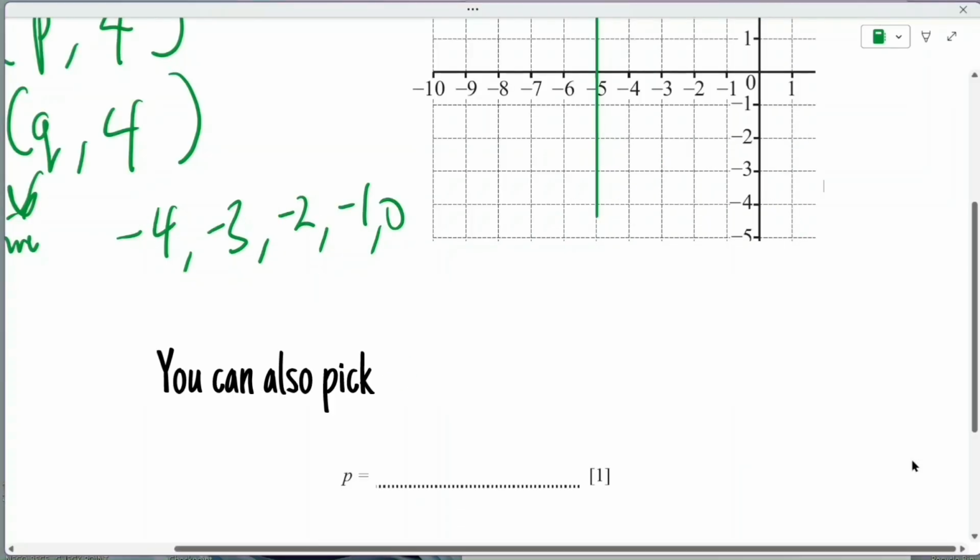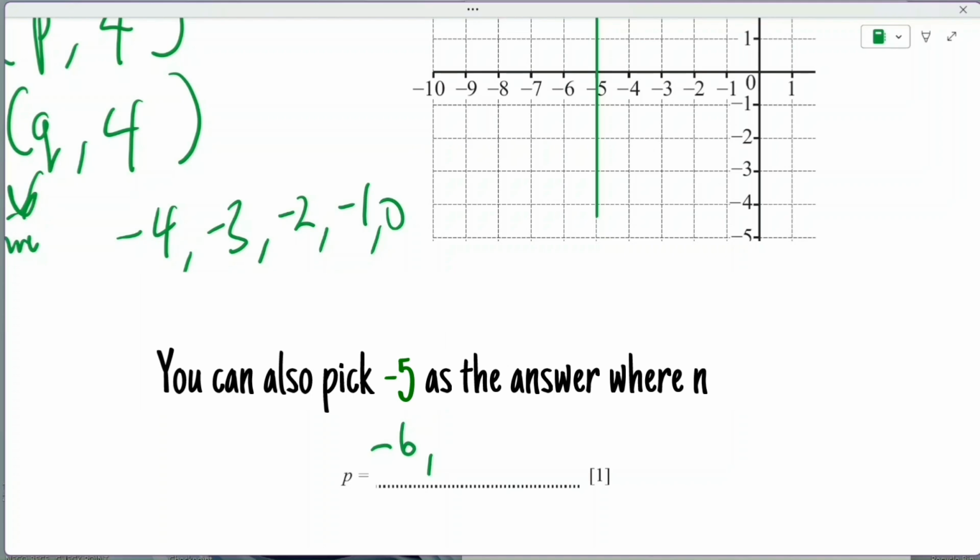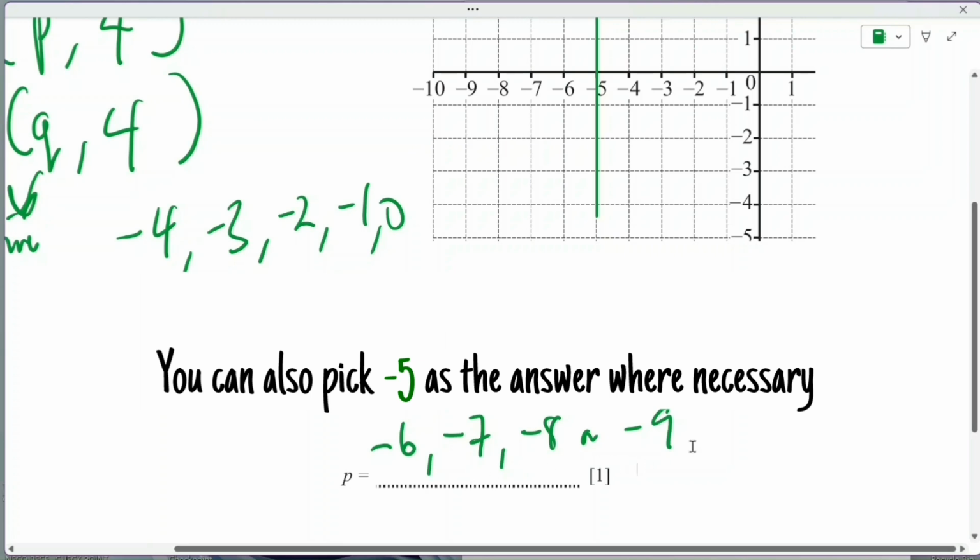For your answer, you can either choose minus 6, minus 7, minus 8, or minus 9. You can choose any of these negative integers as your answer to prove Mia wrong.